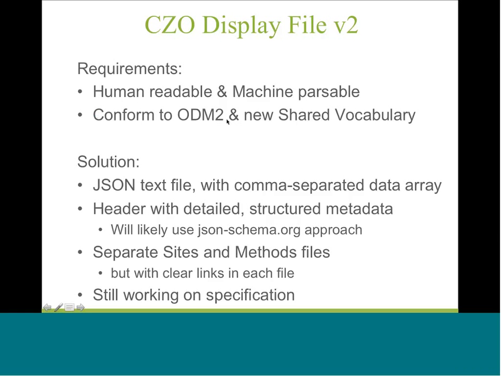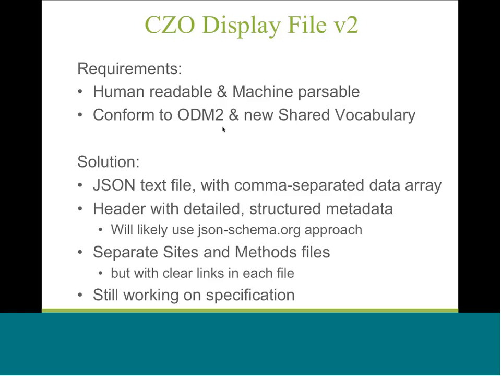We want it to conform not only to ODM 1.1, but also to ODM 2, because ODM 2 can handle all those much more complex data needs for disciplines like soil horizons or radial horizontal offsets with depth-dependent offsets, so it can handle complex relationships between sites and specimens, or sites and their sensor locations. So the solution that we're considering is to use JSON formatted text.